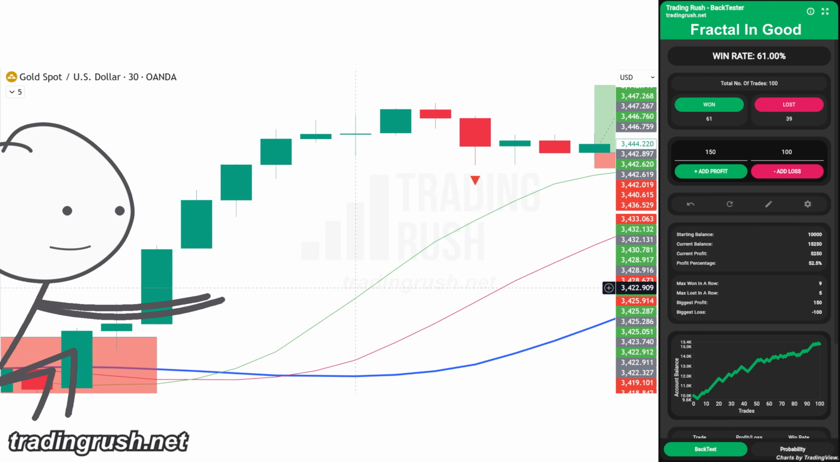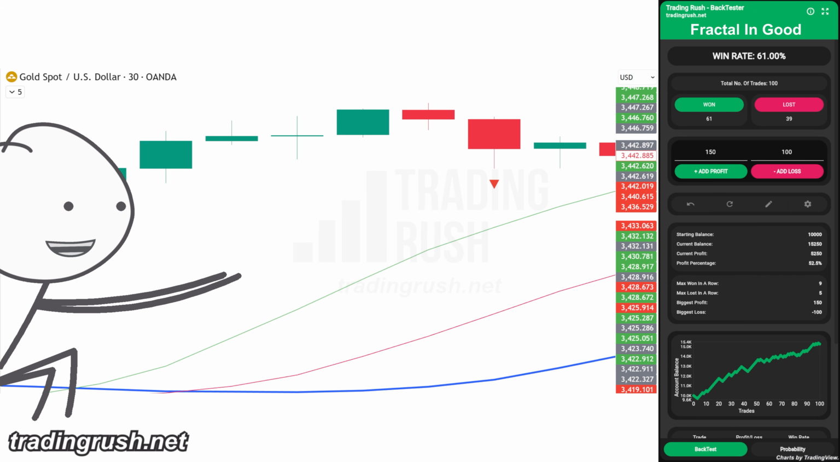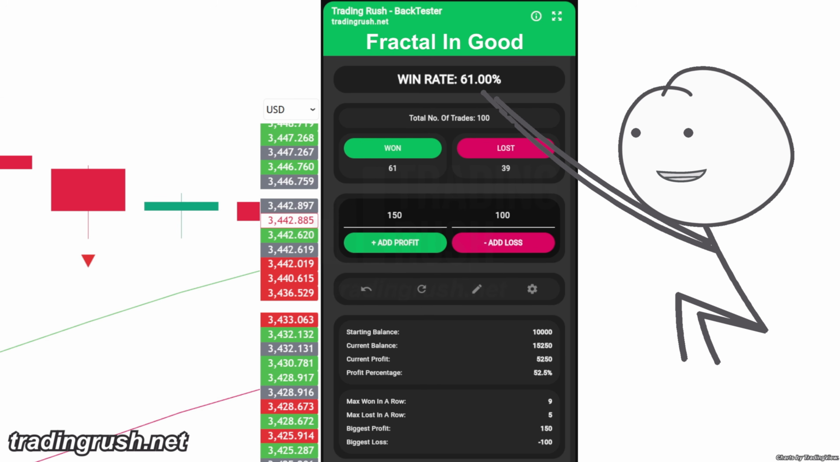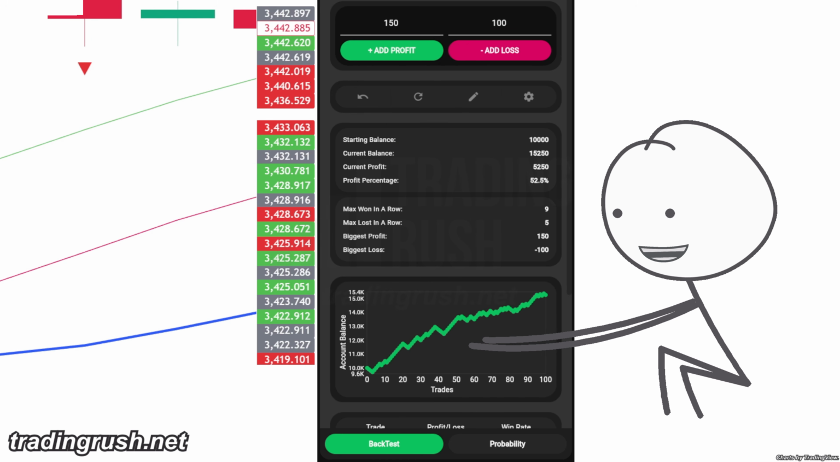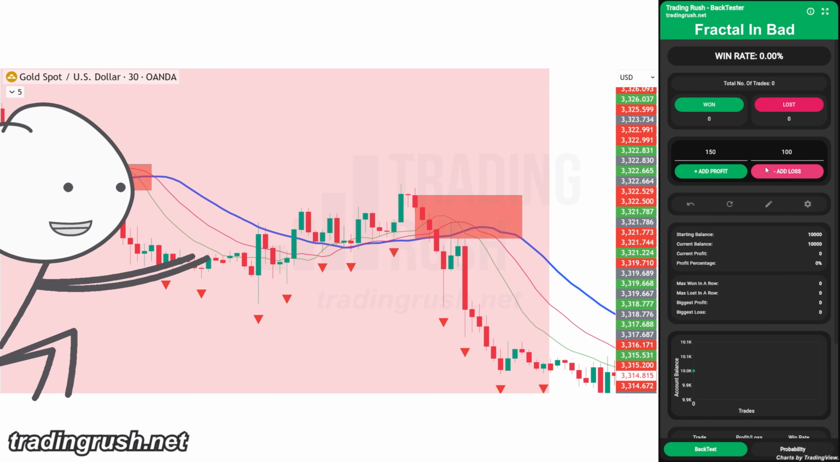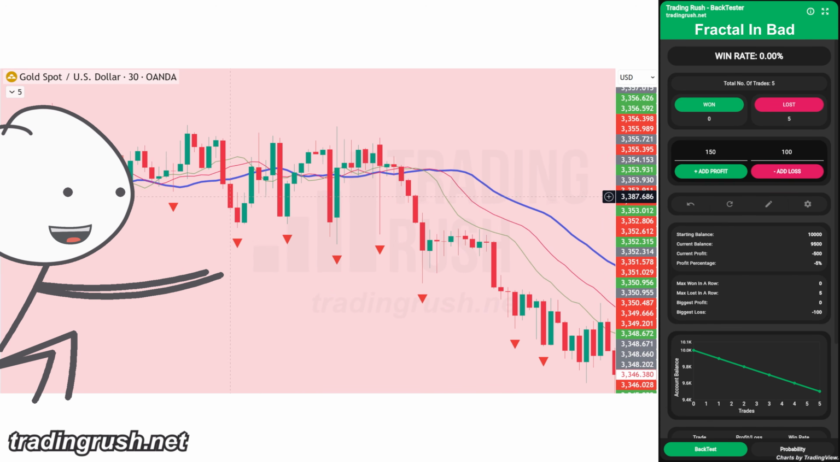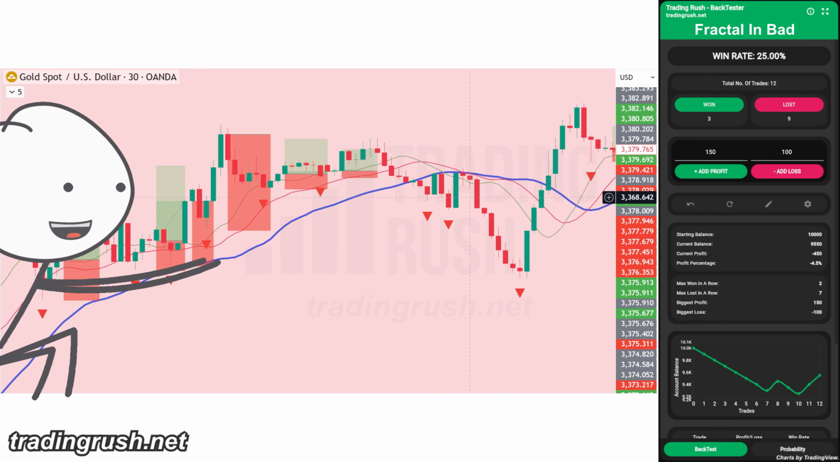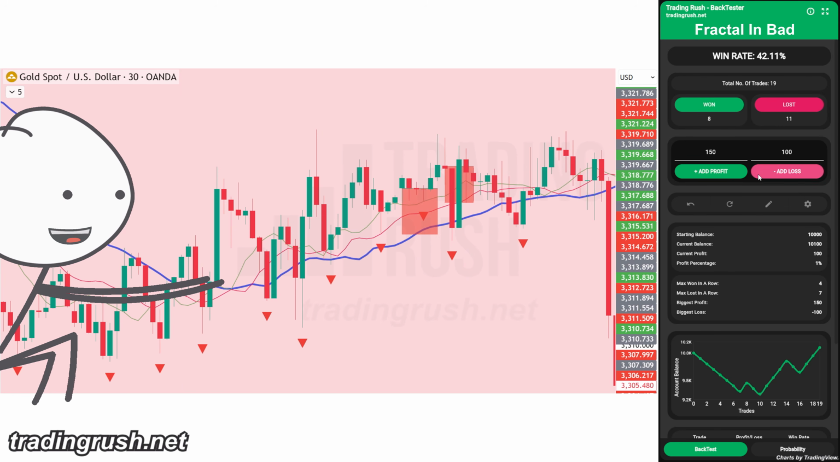In the mostly good market, it had around a 38% win rate. But in the extremely good market, it increased its win rate directly to 61%. The profit graph also looks pretty good. But before we compare it with other indicators, it's time to take another 100 trades in the extremely bad market to see how low the win rate can go.